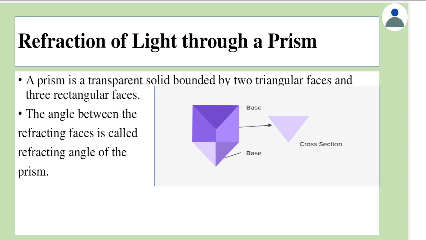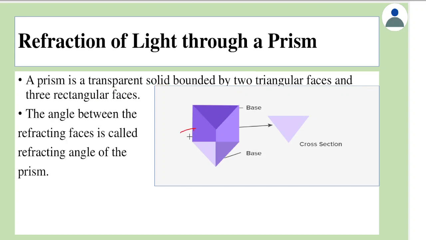Hello everyone, let's study about prism and refraction through prism in this topic. To define prism, a prism is a transparent solid which is bounded by two triangular faces and three rectangular faces.